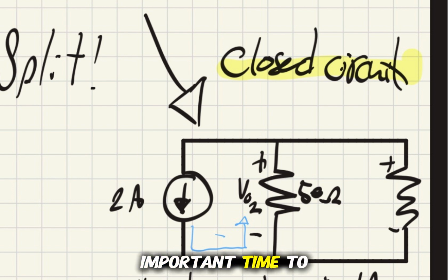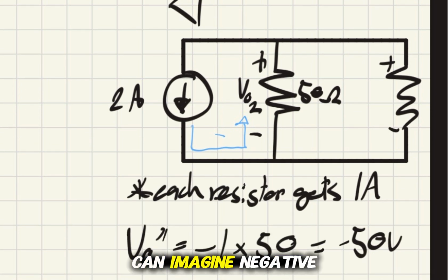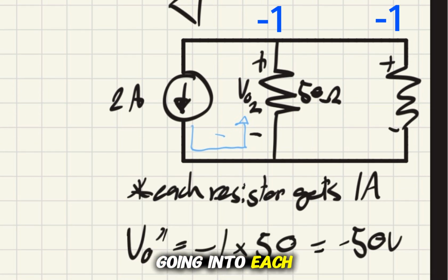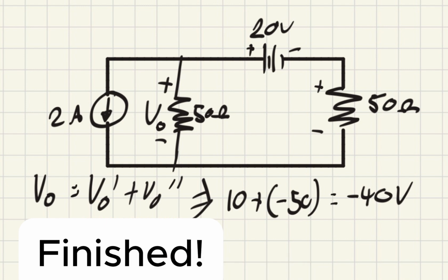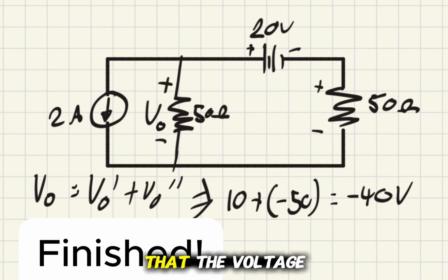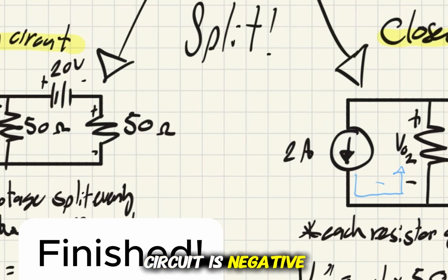Now is an important time to remember our polarity. We've effectively switched the polarity by removing the voltage source, so now we can imagine -1 amp going into each of the 50 ohm resistors, thus giving us -50 volts. Now that we've simplified our circuits by removing some sources and getting a voltage value, let's sum these values together. Now this tells us that the voltage going across the first 50 ohm resistor in the original circuit is -40 volts.